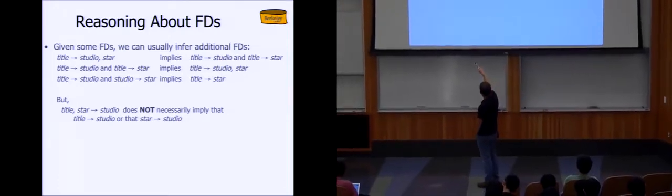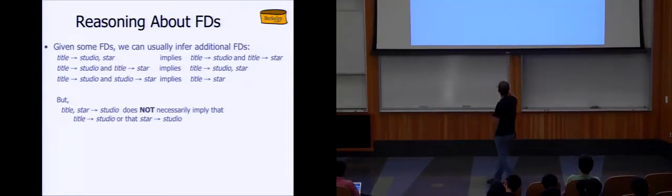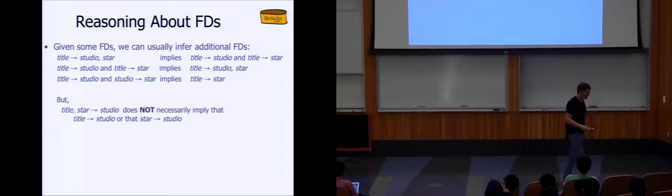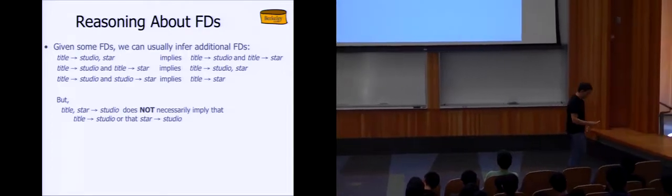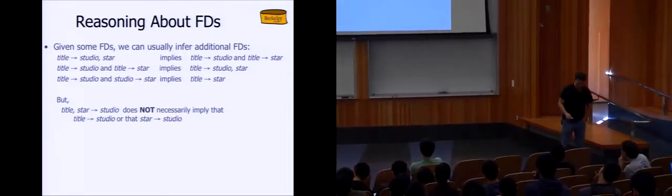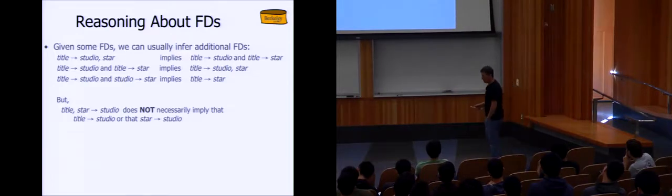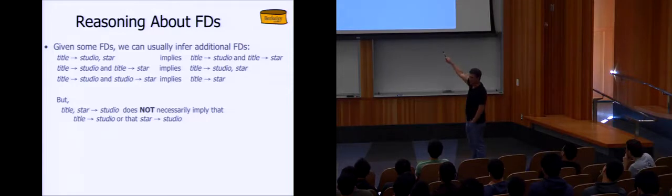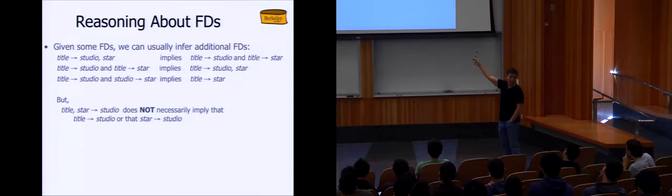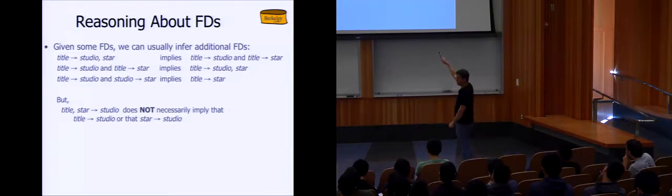Here's an example. Title comma star determines studio. So we know that, what's a good example of this? That would be a really silly example that my kids would appreciate. Maybe you would. So Parent Trap comma Lindsay Lohan, all right, determines studio, which is, I don't know, like Warner Brothers or something. But there's an old version of the Parent Trap with Haley Mills, which is a different movie. It was made by a different studio, right? So you need the pair, Parent Trap comma Lindsay Lohan, to know what studio it is, right? So title comma star determines studio.